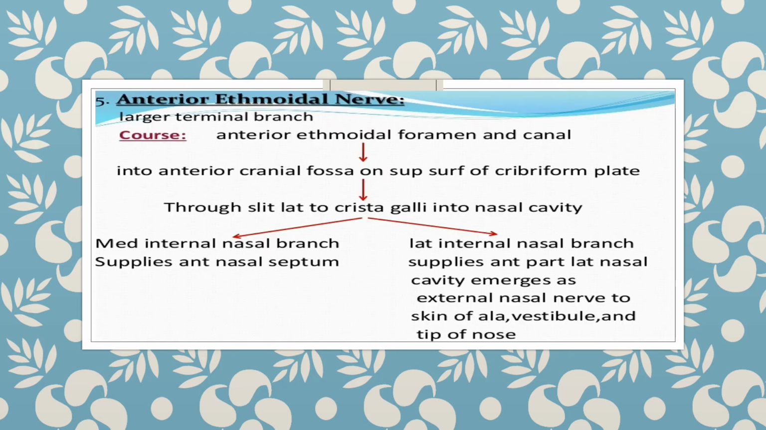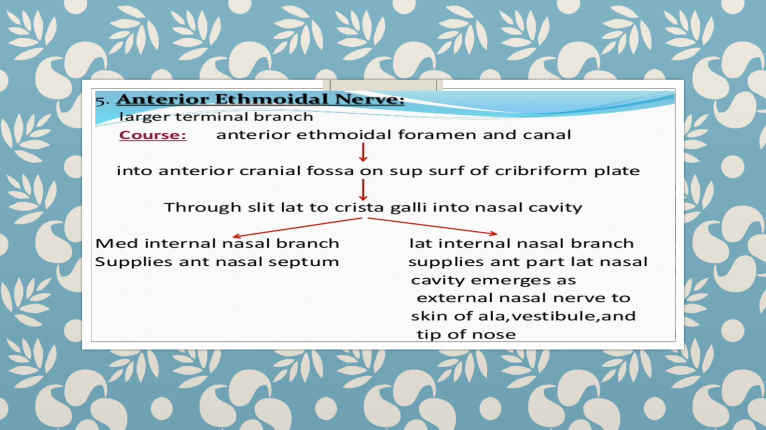Then we come to its fifth last branch, that is the anterior ethmoidal nerve. This is the larger terminal branch and it passes through the anterior ethmoidal foramen, travels within the canal and into the anterior cranial fossa, through a slit lateral to crista galli and it enters into the nasal cavity.